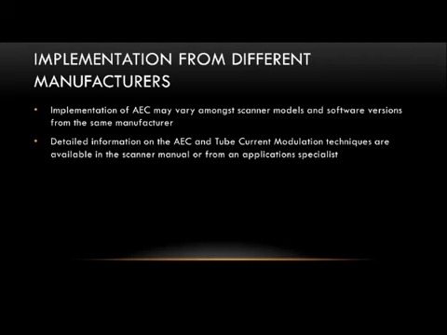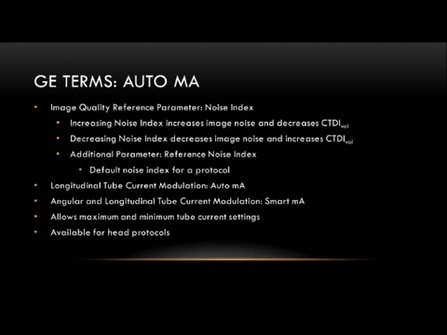We're going to move now into how some of the different vendors implement tube current modulation. So first, again going in alphabetical order, GE. Their image quality reference parameter is called the noise index. Increasing the noise index will typically decrease the CTDIvol for the same patient. Decreasing the noise index will typically increase the CTDIvol. The noise index is generally about the standard deviation of the Hounsfield units in a piece of plastic scanned with those settings. So that's what that is.